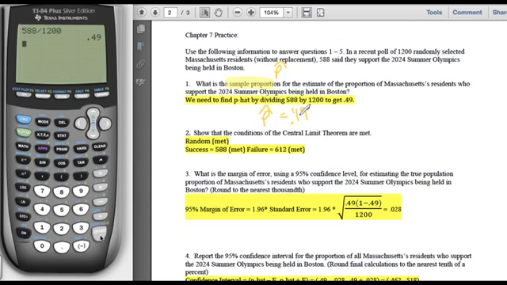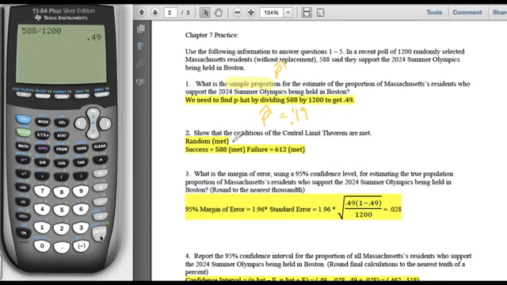Now, this is only from a sample of people in the state of Massachusetts. If we were able to talk to every single person in the population, it could be a little bit lower or it could be a little bit higher. Therefore, we want to construct a confidence interval. So the second step is to show that the conditions of the central limit theorem are met.